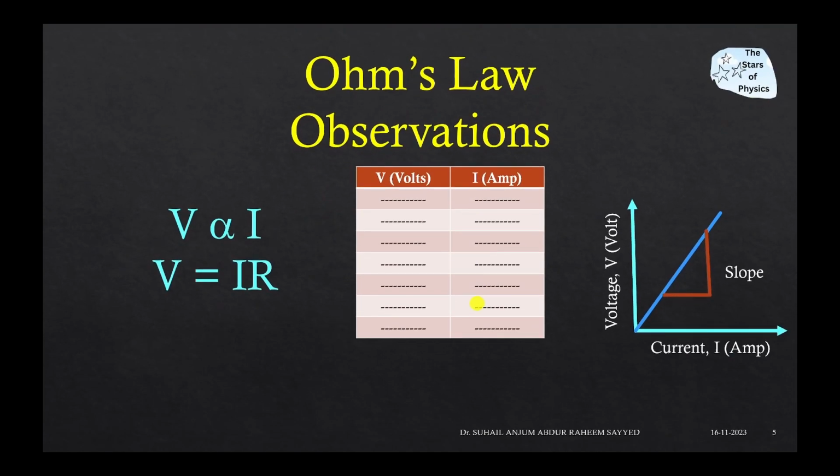Now, to do the experimental verification of this law, V is equal to IR, we have to connect the circuit as shown in our first slide, and we have to note down voltage and current readings. And after noting down voltage and current readings, we have to plot a graph of voltage in volts versus current in ampere. That graph, we have to find out slope of that graph to get the resistance value. So that we shall see in the experimental section.